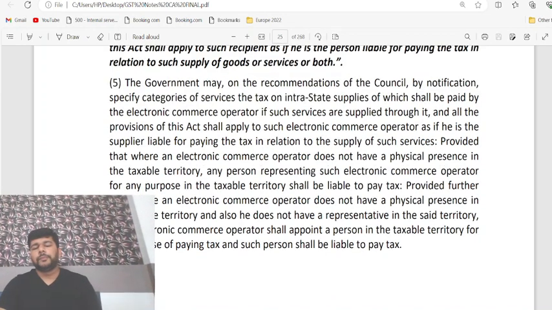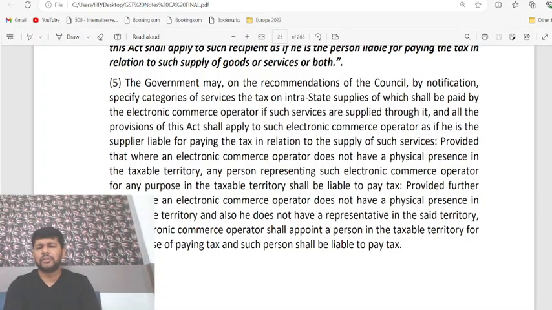Now, the last section, 9 subsection 5. The government may, on the recommendation of the council, by notification specify categories of services, the tax on intra-state supplies of which shall be paid by the electronic commerce operator if such services are supplied through it. And all the provisions of this act shall apply to such electronic commerce operator as if he is a person liable to pay the tax in relation to supply of such services. Provided that where the electronic commerce operator does not have a physical presence in the taxable territory, any person representing such e-com operator shall be liable to pay the tax in the taxable territory.